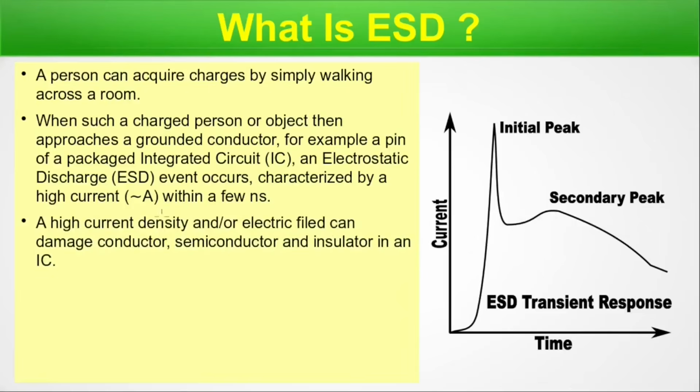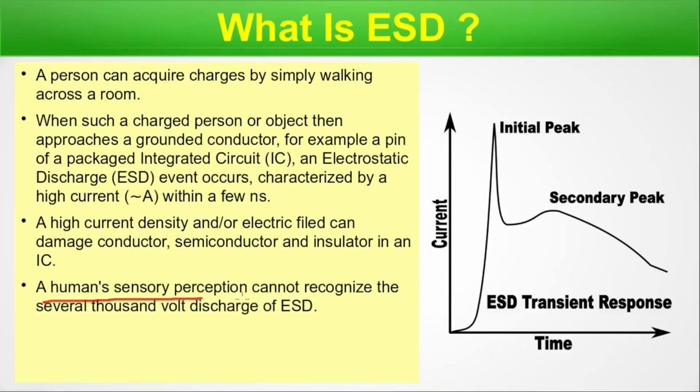A high current density and/or electric field, sorry, there is a spelling mistake here, can damage the conductor, semiconductor and insulator of an IC. So whatever components are there, whether it is a conductor, semiconductor or insulator, they can get damaged by the ESD event that happens within a fraction of a second. Human sensory perception cannot recognize the several thousand volts that get discharged through the ESD. So we are not capable of sensing the ESD.